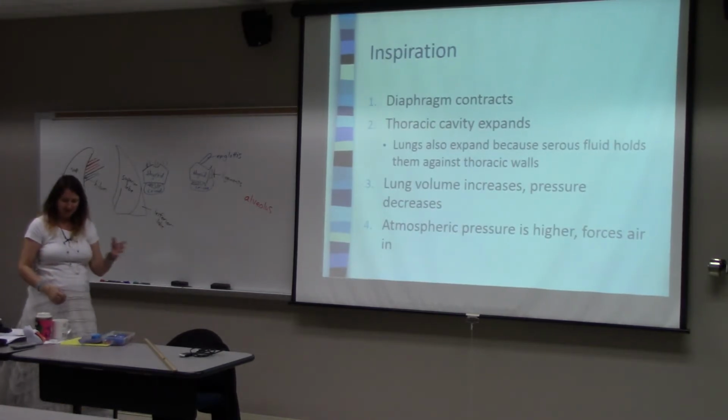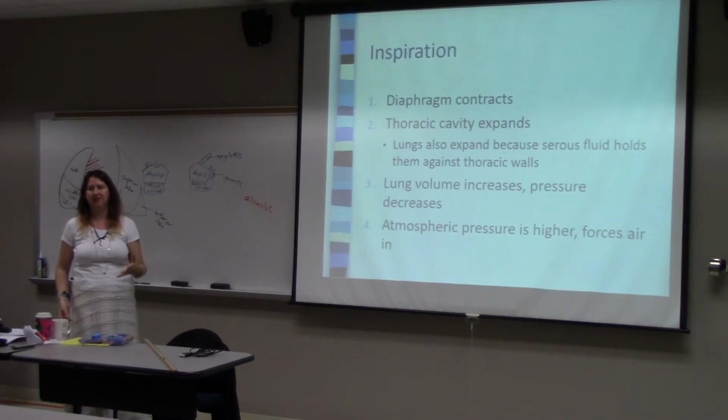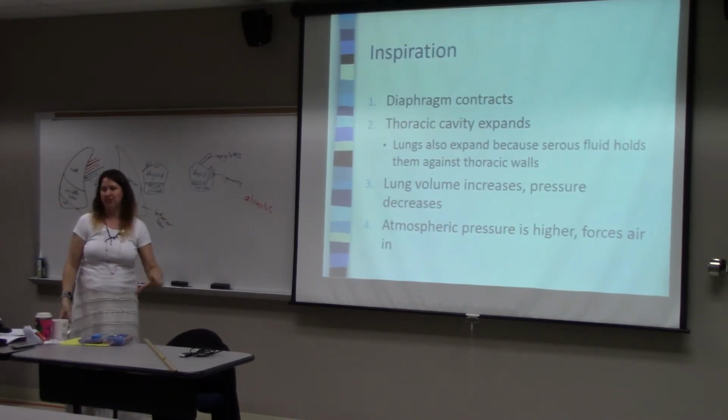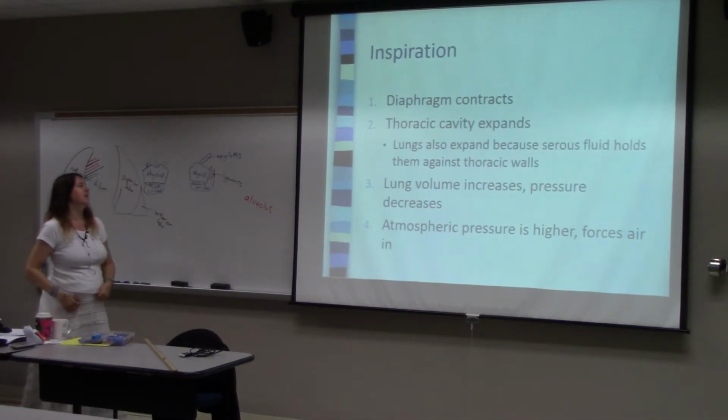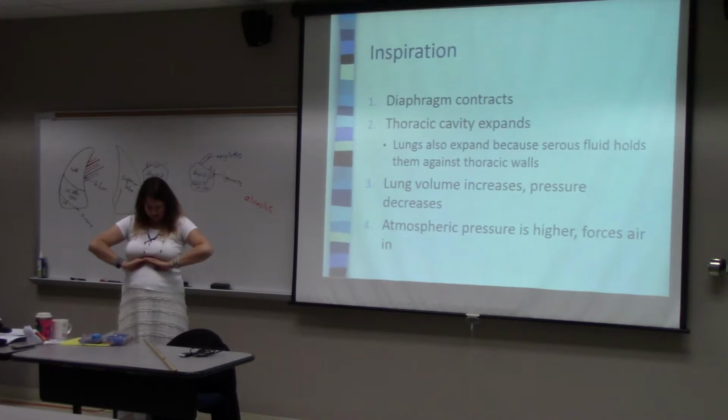So in order to inhale, what we do is enlarge the lungs because that will decrease their pressure. And the air around us will force its way in to where the pressure is lower. So the main muscle we use is the diaphragm, which is curved. It's kind of a dome shape. When it contracts, it pulls down.